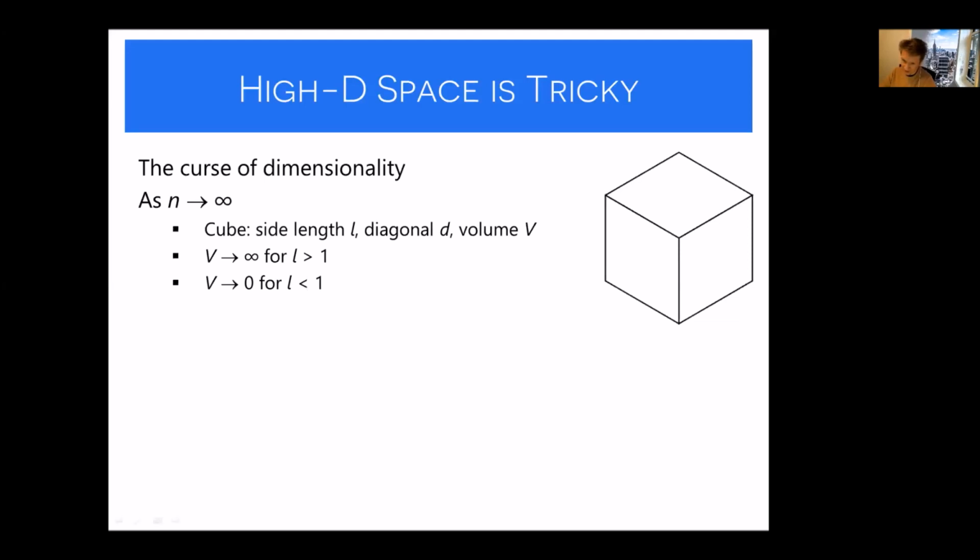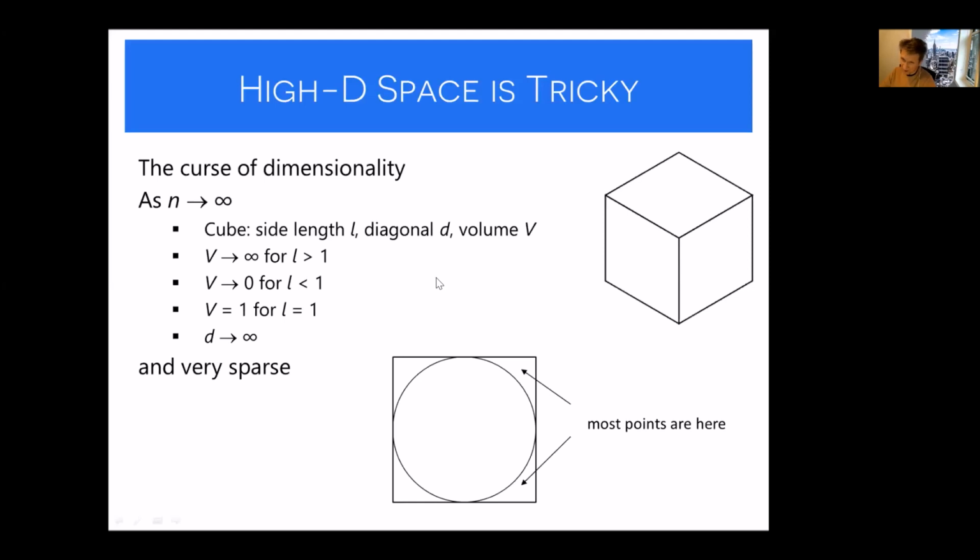It's also very interesting, right? And when the side length is 1, the volume still remains 1. It's the unit cube, right? And nevertheless, the diagonal goes to infinity. But the real problem is that it's very, very sparse. You have a hard time filling it with points because it gets so large. And that is really something fundamental to the curse of dimensionality, right? That it gets very sparse.